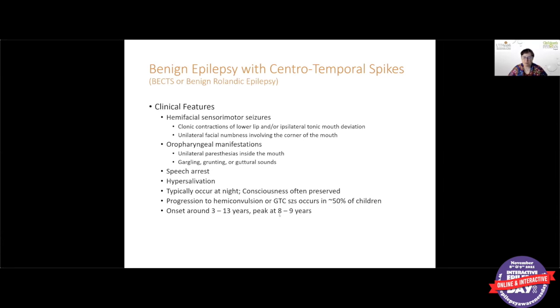And usually most children, if they have this type of epilepsy, will have had a seizure by the time they're 8 or 9. It's usually happening when they're going to sleep. And sometimes they're awake and aware of what's happening during the seizure. They have preserved consciousness. There's often gargling, drooling, and grunting sounds that can happen because the mouth is involved in the seizure.